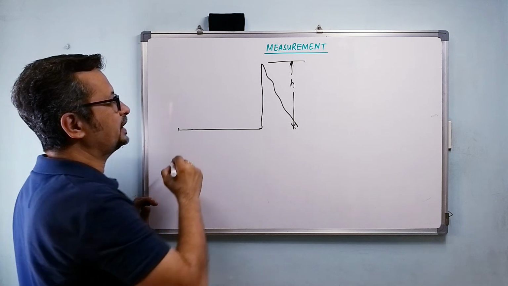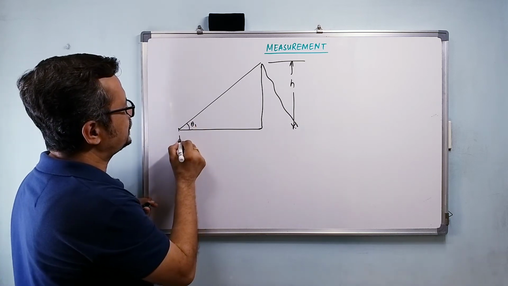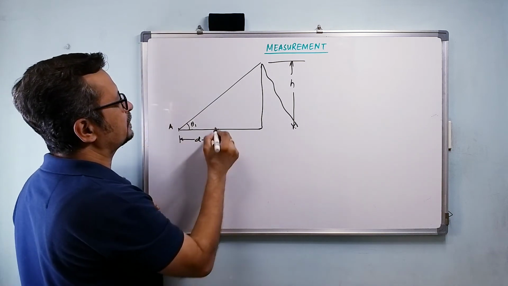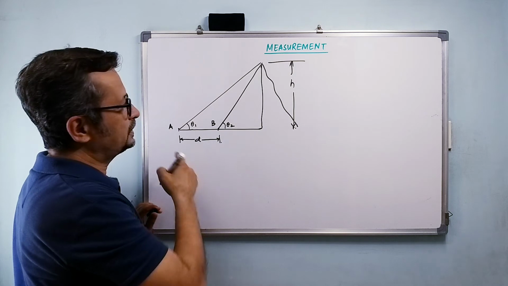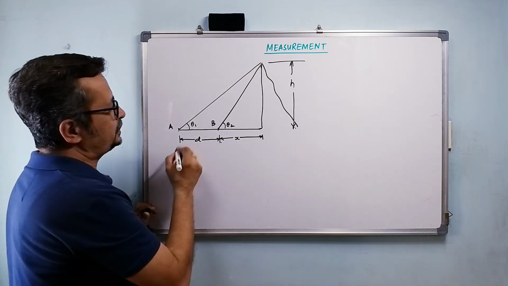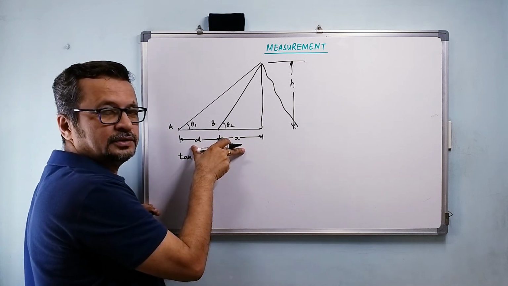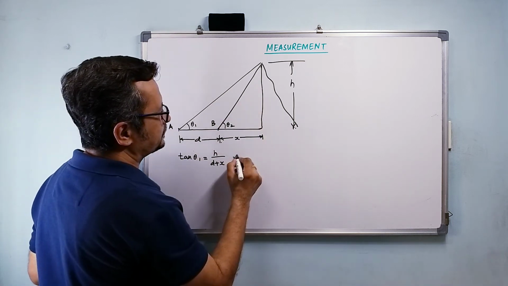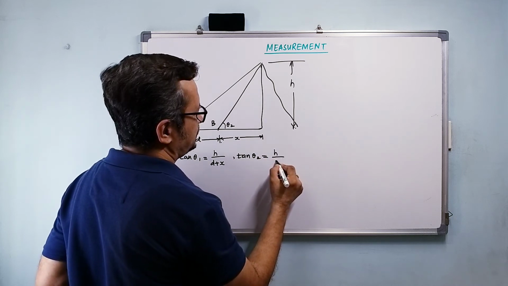I stand here, use the sextant, and I get this angle theta or theta 1. Then I move a distance, let us say d, here. I was at point A here, now I'm at point B here, and again I measure this angle theta 2. Now this distance is something that I don't know, that is my x. Now what is my tan theta 1? Tan theta 1 is opposite upon adjacent, so that would be h upon d plus x. And tan theta 2 is again opposite upon adjacent, so that is going to be h upon x.